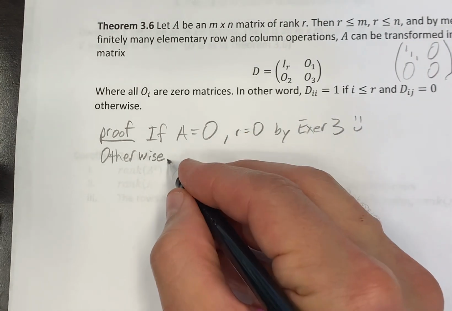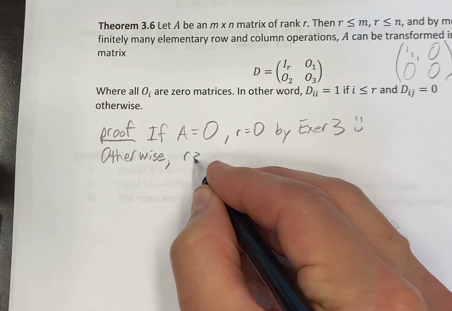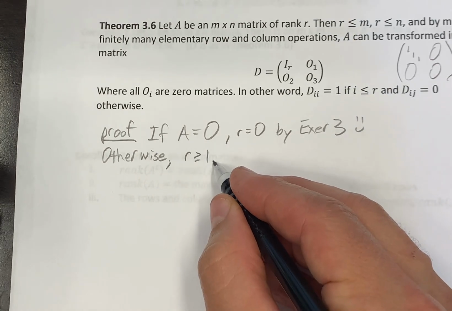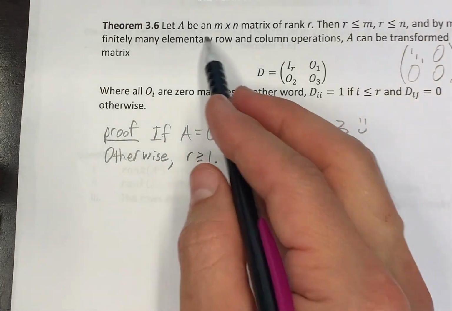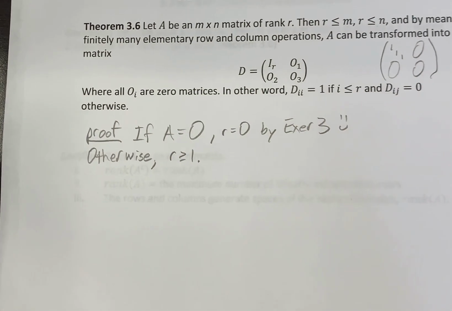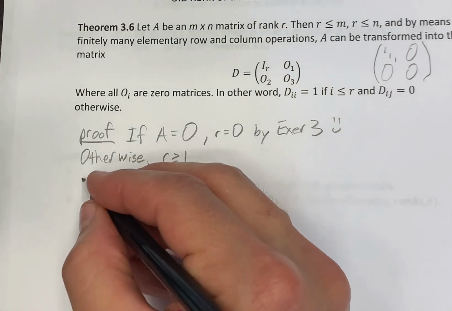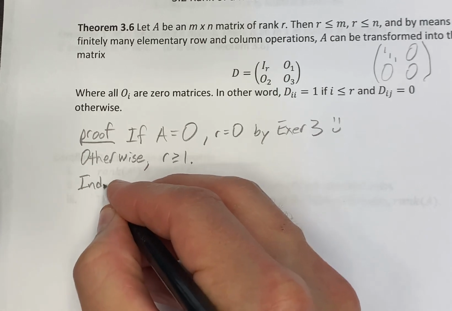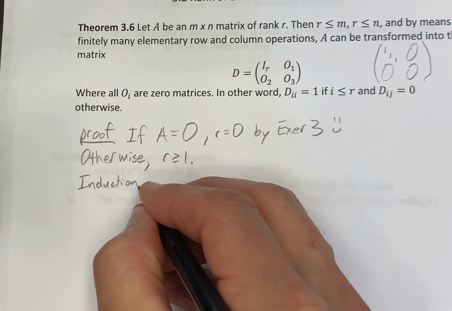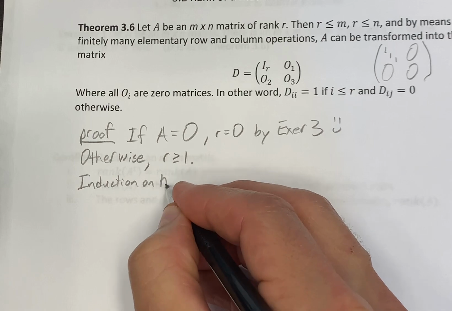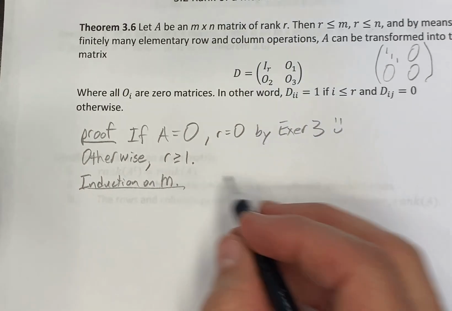Otherwise, r is greater than or equal to 1. In particular, the matrix has a non-zero entry, which is handy. Okay, now we will do induction on m, the number of rows in the matrix.